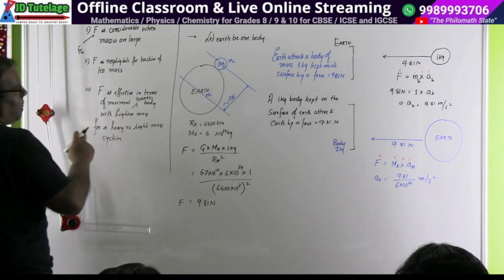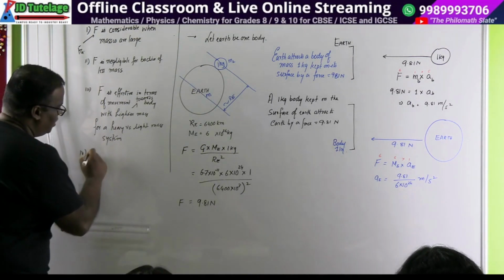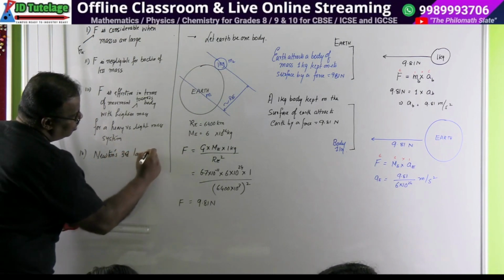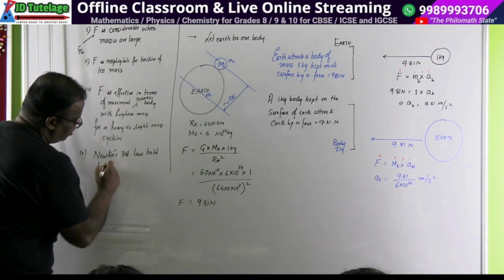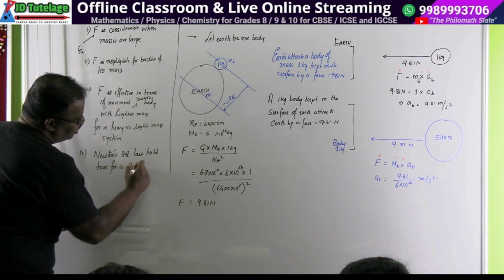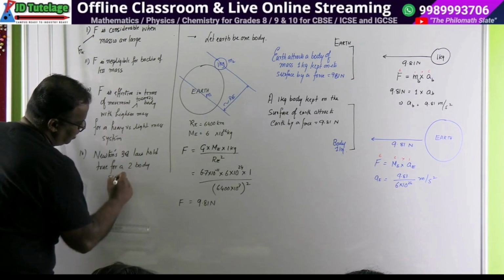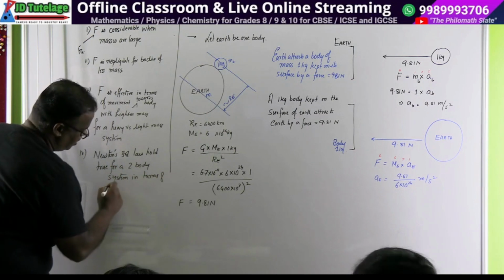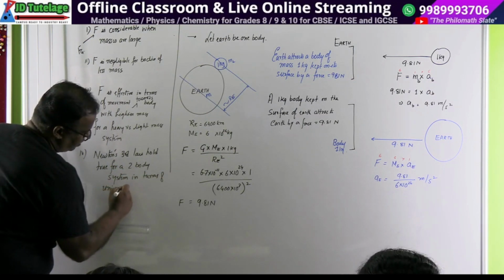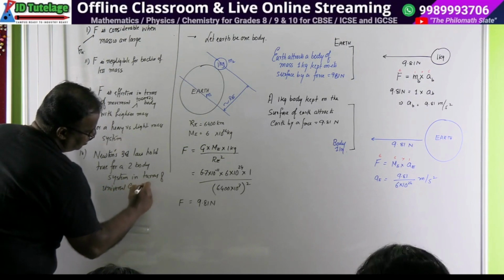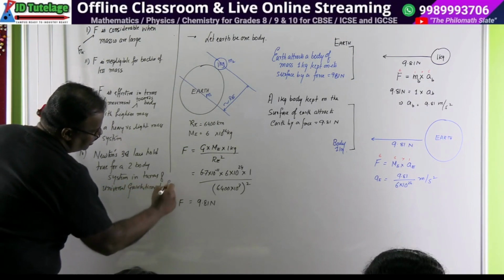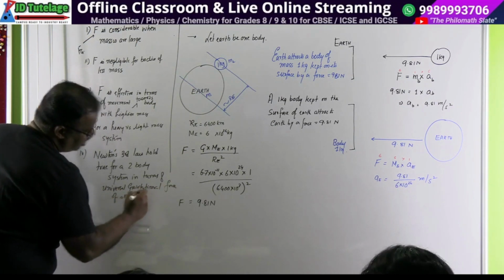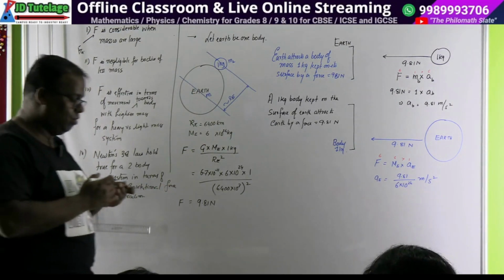Okay, with higher mass. Have you understood this? And the fourth one: Newton's third law holds true for a two-body system in terms of universal gravitational force of attraction. Have you understood? Newton's third law holds true.